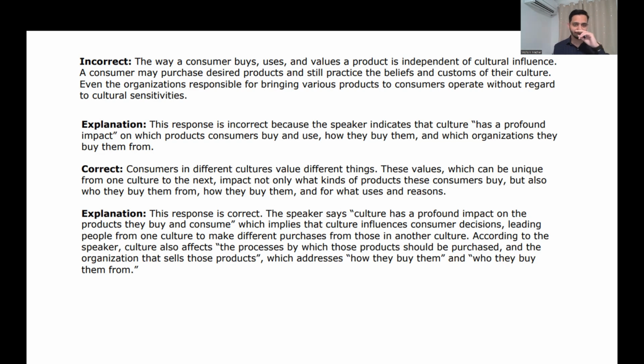So let's read the explanation here. This response is correct. The speaker says culture has a profound impact on the products they buy and consume, which implies that culture influences consumer decisions, leading people from one culture to make different purchases from those in another culture. According to the speaker, culture also affects the processes by which these products should be purchased and the organization that sells those products, which addresses how they buy them, which is processes, and who they buy from, organization. So that is how you should be able to.